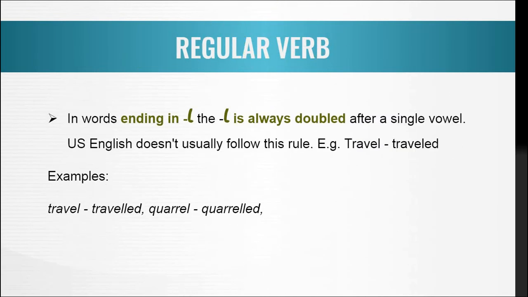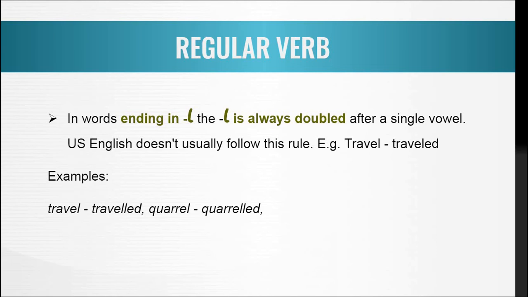Another rule for changing the regular forms applies to words ending in L. In words where the last letter is L, the L is always doubled after a single vowel. If there is a word ending in a single vowel and L, the last letter L will be doubled. Any word ending in L, where L is preceded by a single vowel, the L will be doubled.